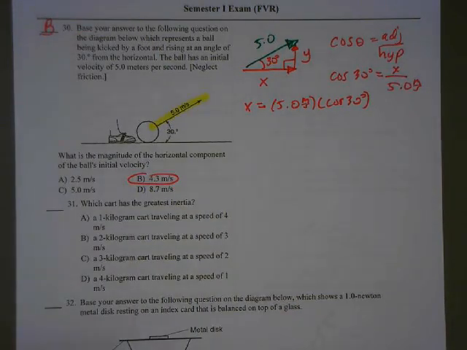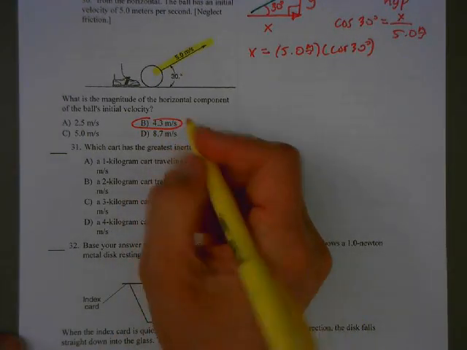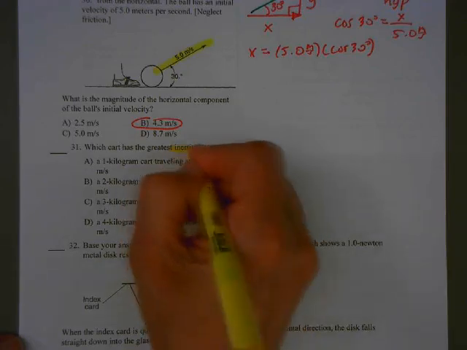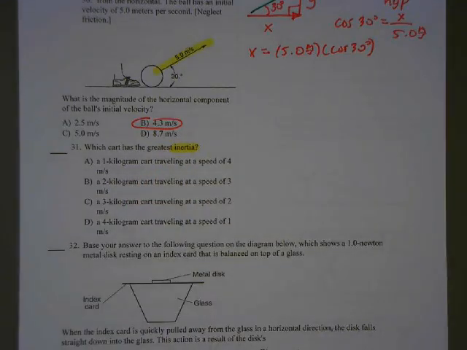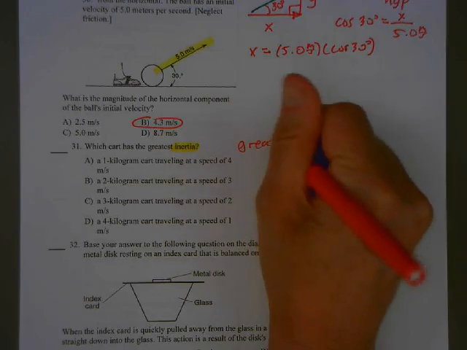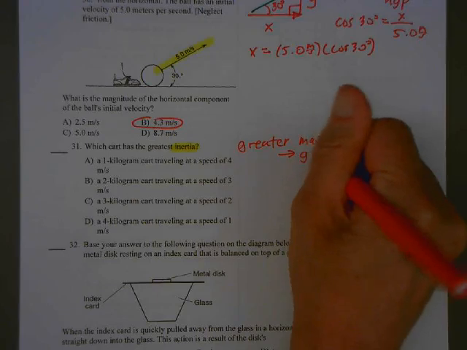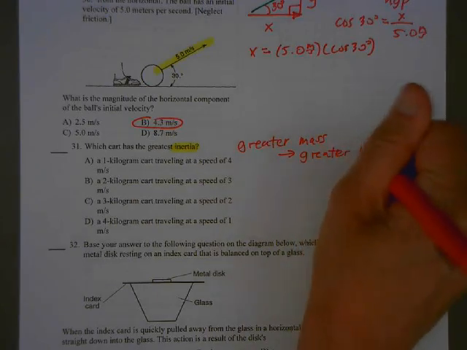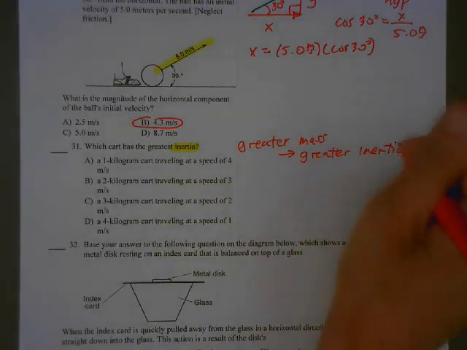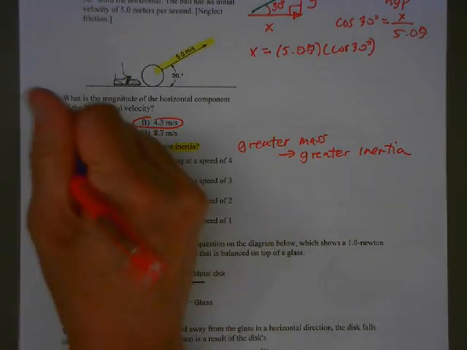All right, number 31. Which cart has the greatest inertia? Okay, so inertia and mass are directly proportional. The greater the mass, the greater the inertia. So the answer is going to be the one with the greatest mass, which is the 4 kilogram, which is D.